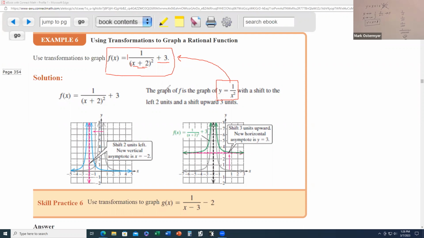Any questions how using our transformations we studied in the past enable us to take the graph of 1 over x squared and then shift it around to get the graph of this more complicated rational function.